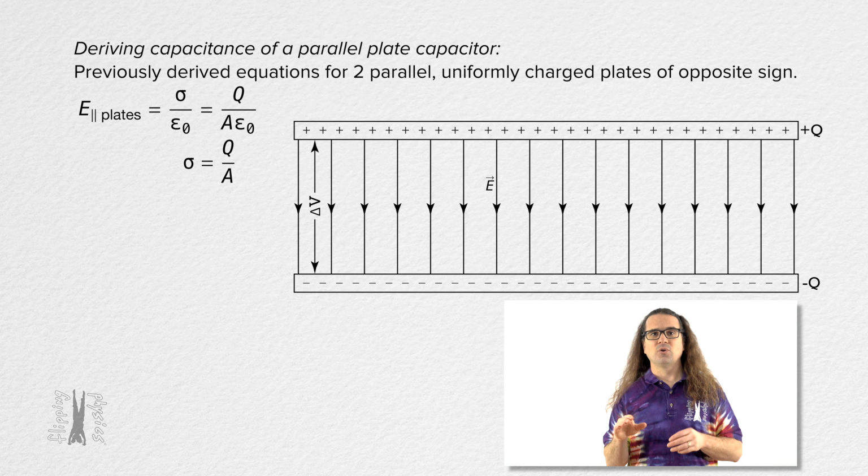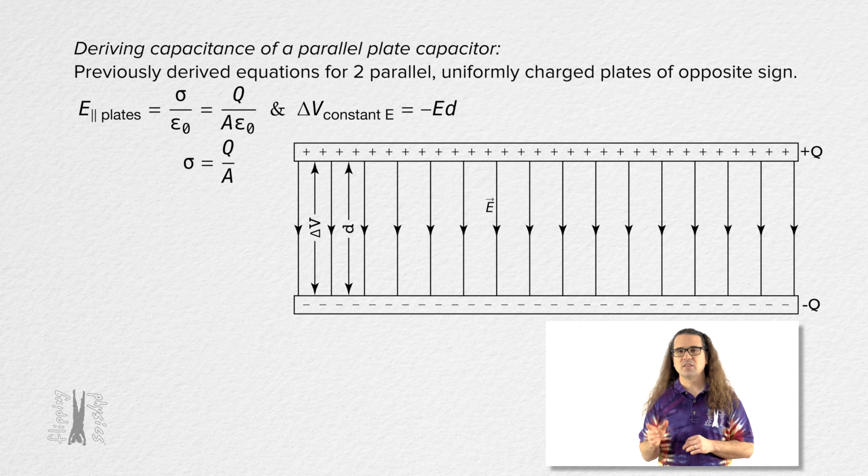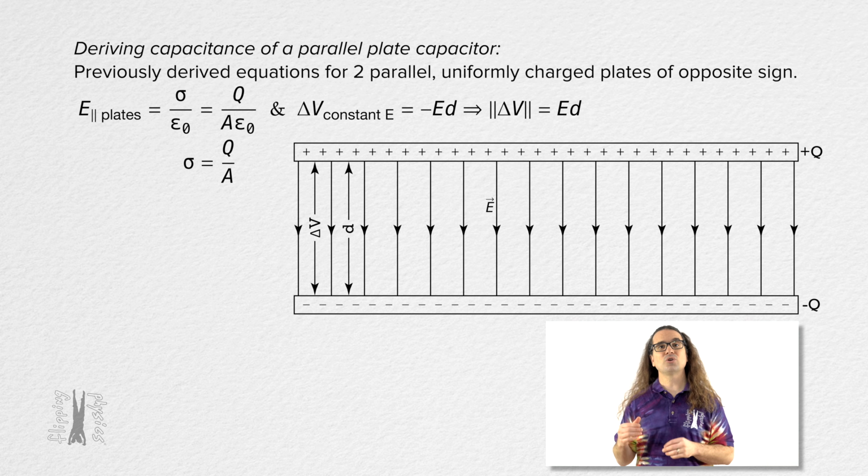The other equation we derived is that the electric potential difference in a constant electric field equals the negative of the magnitude of the electric field times the distance d between the two points across which the electric potential difference is measured, and that distance is parallel to the direction of the electric field. In other words, the magnitude of the electric potential difference across the two plates of a parallel plate capacitor equals the electric field between the plates of the capacitor times the distance between the two plates. Bo, please use those equations to determine the equation for the capacitance of a parallel plate capacitor.